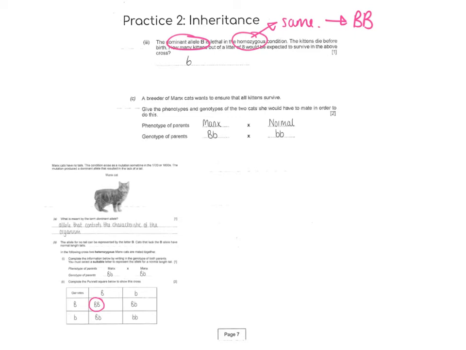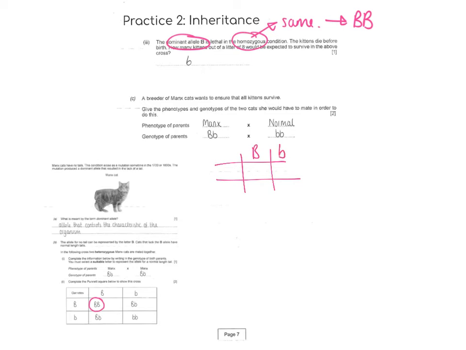A breeder of Manx cats wants to ensure that all kittens survive. Give the phenotypes and genotypes of the two cats she would have to mate in order to do this. So for the phenotype, she'd have a Manx cat with a normal one. And for the genotype, the Manx cat would have to be heterozygous. Obviously, if it's homozygous dominant, it's lethal. And then we need a normal one that has two recessives, okay? And then if you wanted, you could even draw the Punnett square.